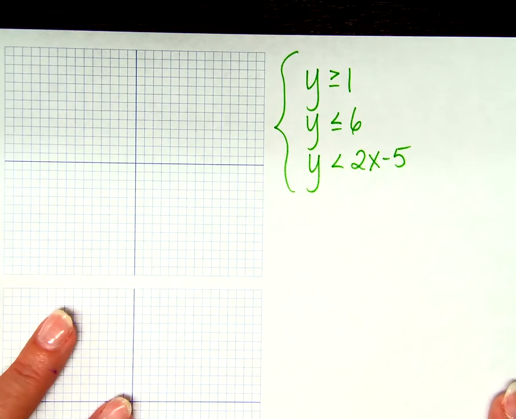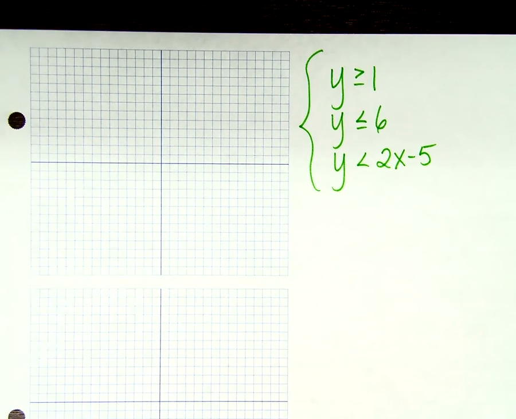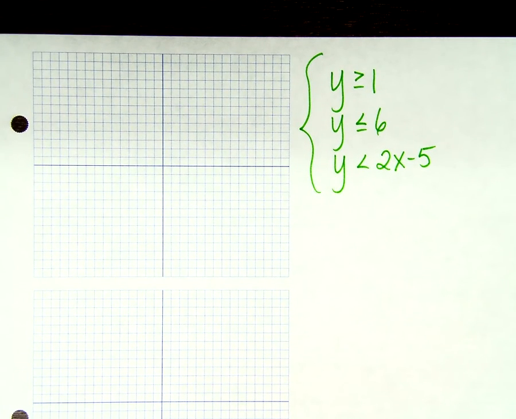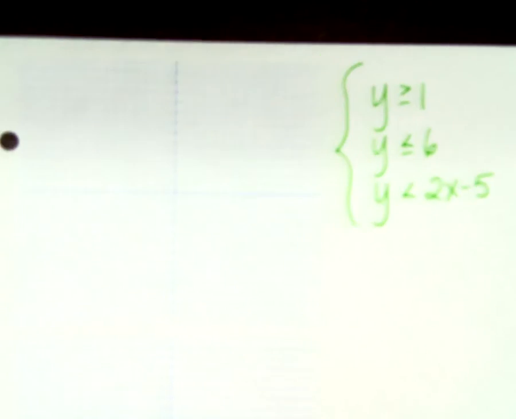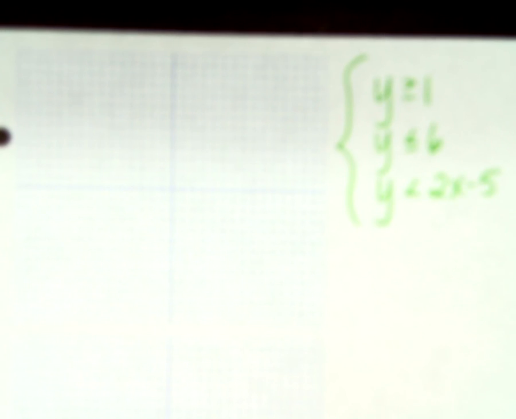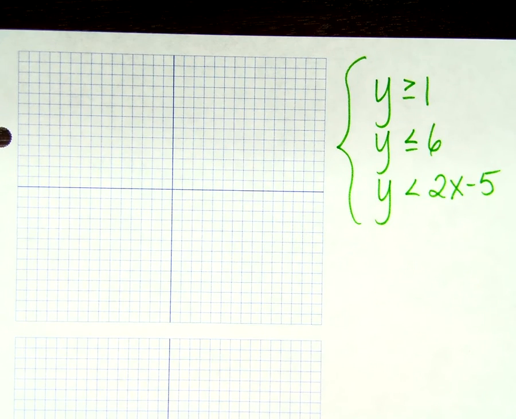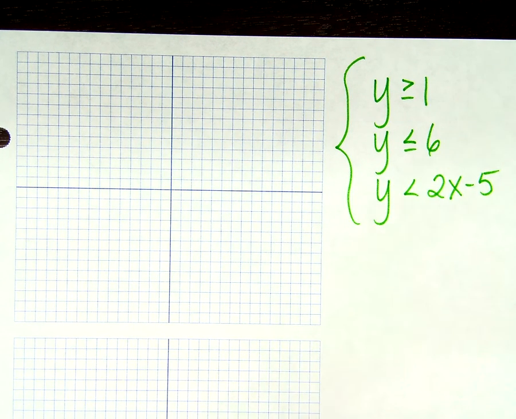Here's the system. Now, the directions this time are graph the system. The directions could be solve the system. But if it's a system of inequalities, how do I solve that system? By graphing, right? I have to graph to find the shaded area.